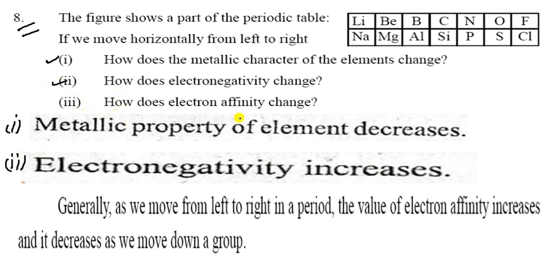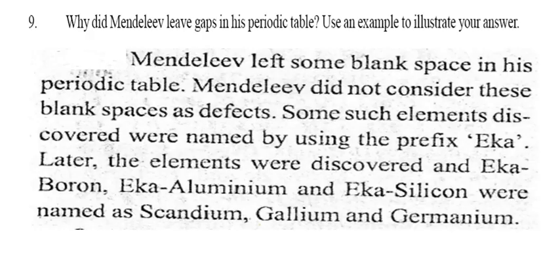And third, how does the electron affinity change? So this is the third answer. As you know, generally when we move from left to right in a periodic table, the value of electron affinity increases. So always remember, it is increasing, and it decreases when we move down. So if you move down, it decreases, and when you move left to right, it will be increasing. So that is the answer to these questions. So you have to write in your copy. Let us see the next one. That is the ninth question.